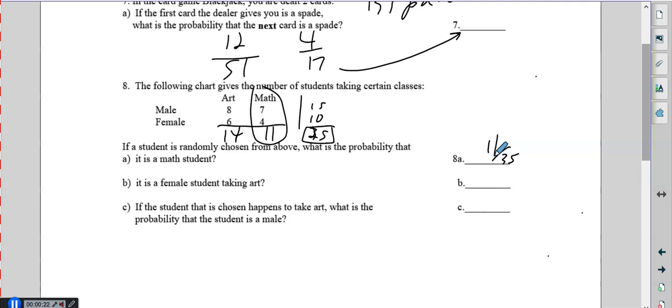It is a female student taking art. Well, there are 14 students taking art. There are 6 females in the class. If the student is chosen and happens to take art, of which we know there's 14 students, what's the probability the student is male? Well, that is 8. Okay, and the only thing we need to do is remember to reduce this to 3 over 7 and this to 4 over 7. 11 over 35 does not reduce, and that is it.